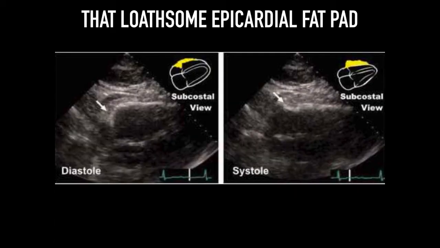A common confounder in any view is the epicardial fat pad. This is a subcostal four-chamber view, and you can see here there is a space of kind of mixed densities between hypoechoic and more hyperechoic. This is fairly typical of an epicardial fat pad, which is more commonly found around the right ventricle surface.